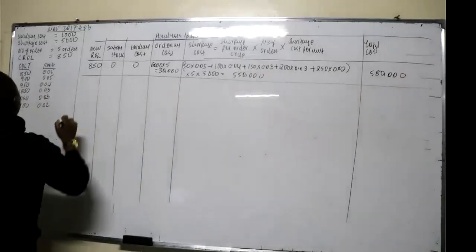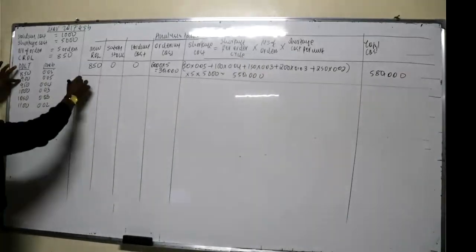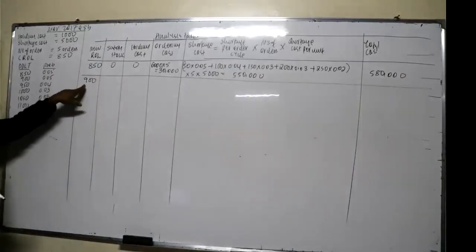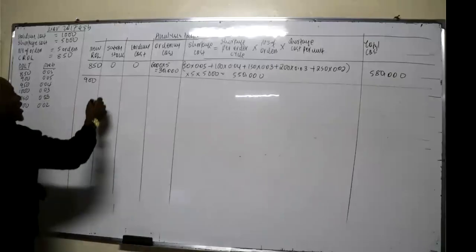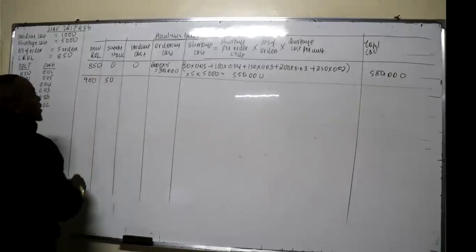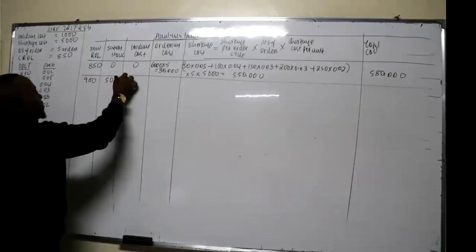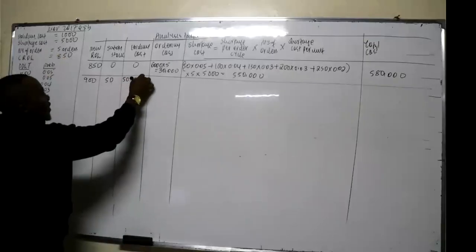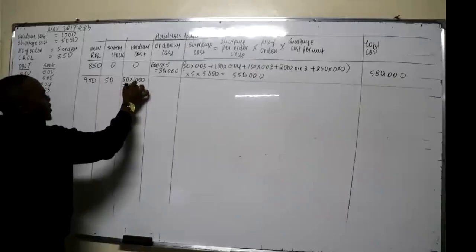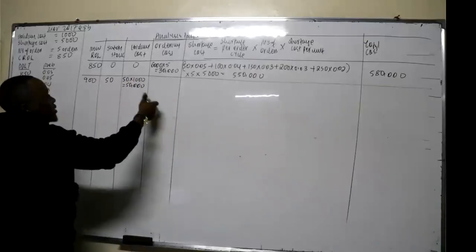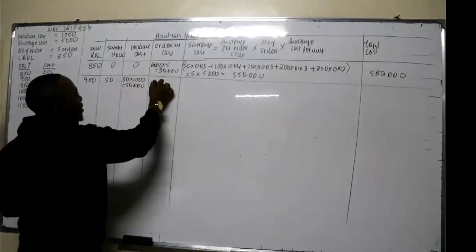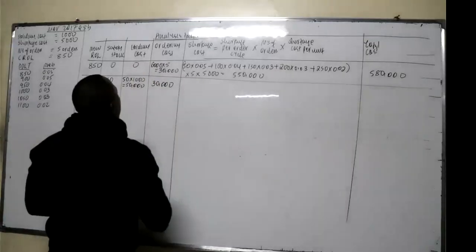From 850 now, we increase to 900. From 850 to 900, the safety stock is how many units? An additional 50. So that increases the holding cost by 50, and the holding cost per unit is 1,000. So it will be an amount of 50,000. Ordering cost is 6,000 per order, 5 orders. So that will remain to be 30. Shortage.